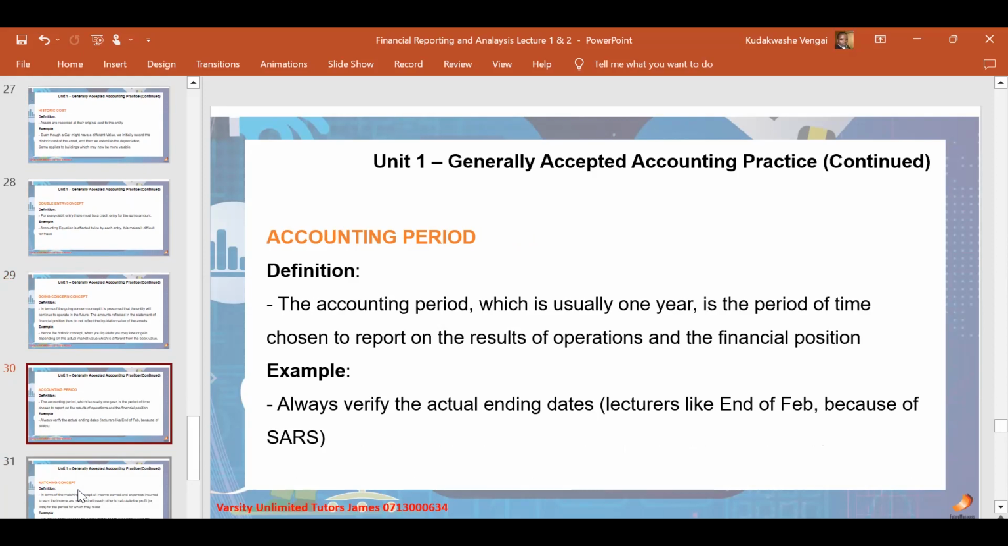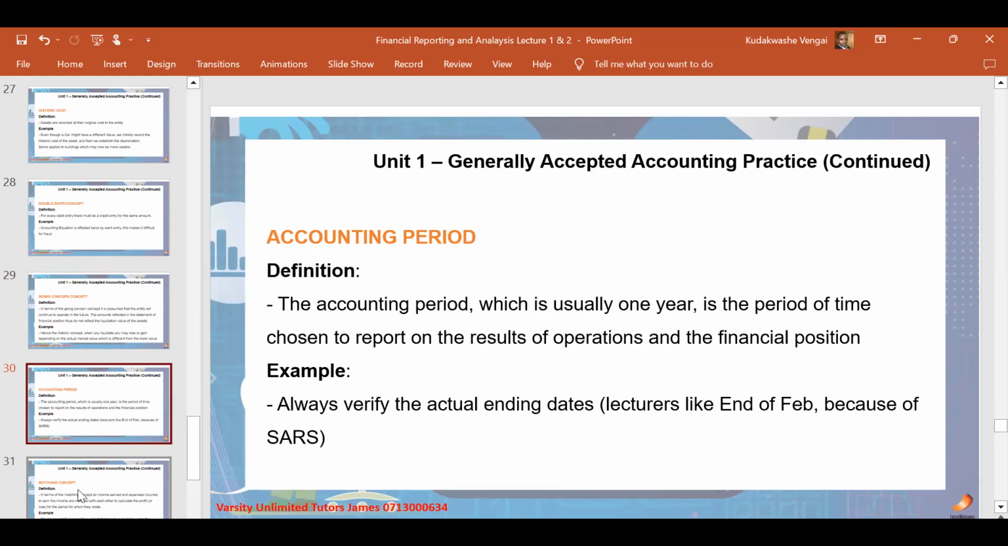Right. Next one, accounting period. The accounting period of a business is usually 1 year, unless otherwise stated. For you guys, just know it's 1 year, because that's what your lecturer does. I've not seen anywhere where he's not used 1 year. But what you have to be careful about is what really is 1 year.